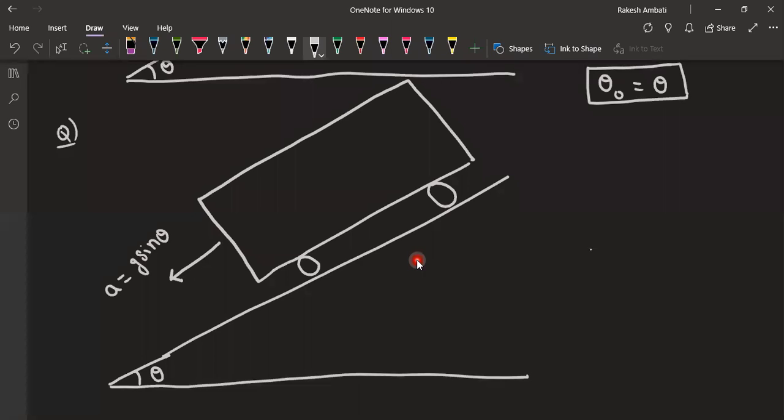So in this question, the car is a non-inertial frame of reference. Why? Because the car is having some acceleration. From this car, one pendulum is suspended. The pendulum is suspended in the car.